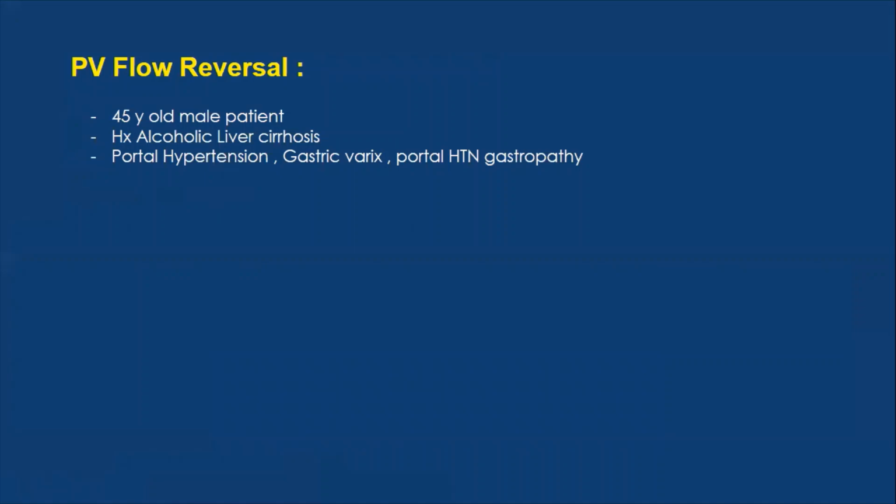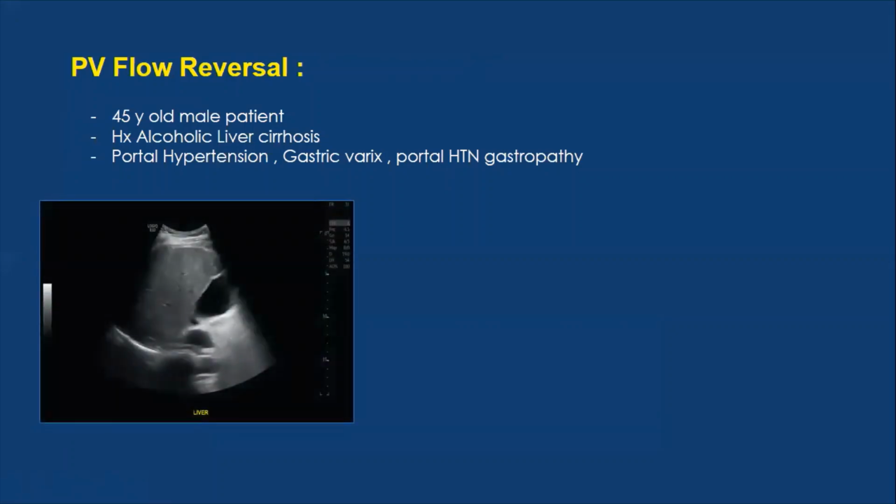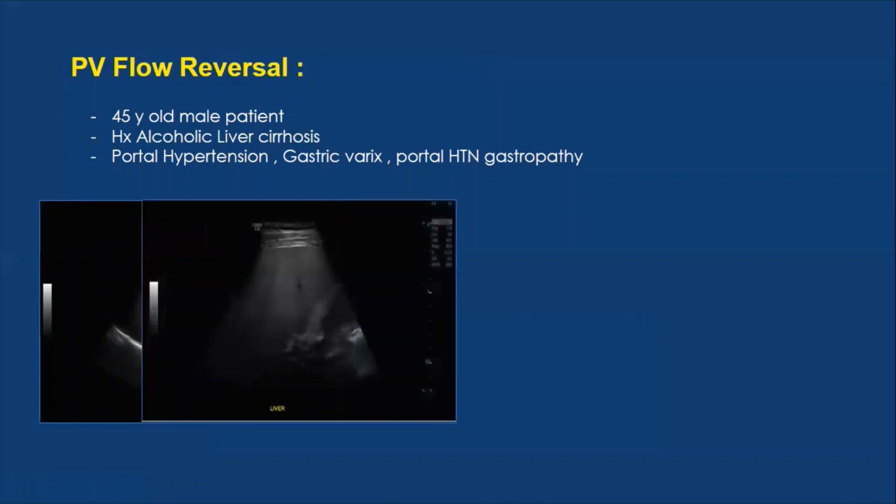So we will go now through our patients. The first one is a 45 years old male patient. He has a history of cirrhosis, portal hypertension, gastric varices, and portal hypertensive gastropathy. We could see the echogenic diffuse liver parenchyma, and there is some coarseness.